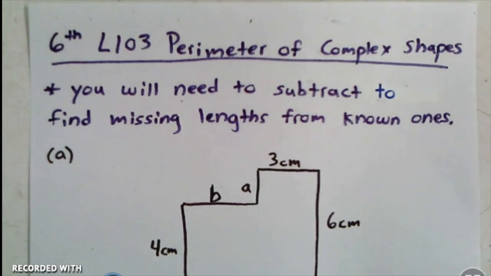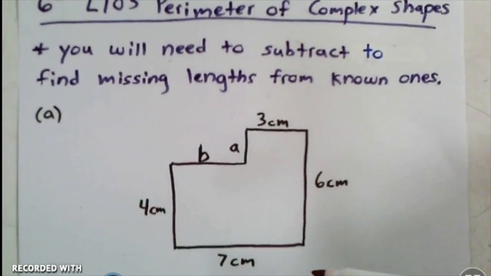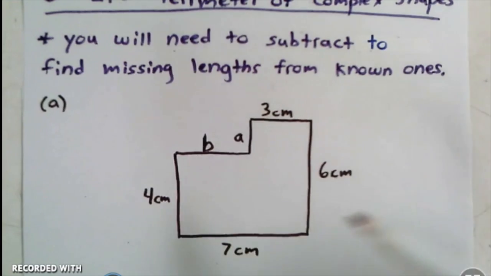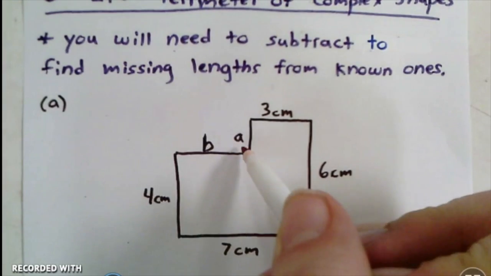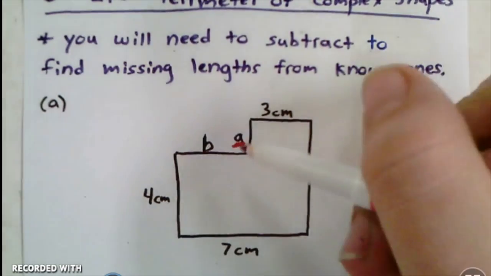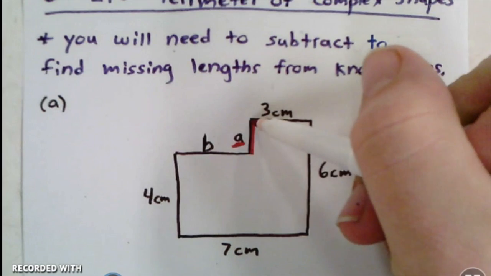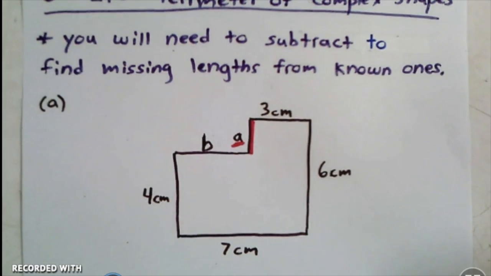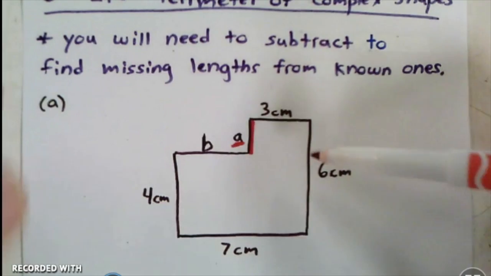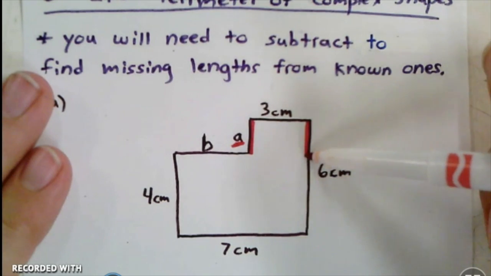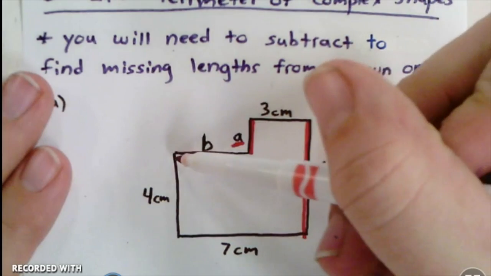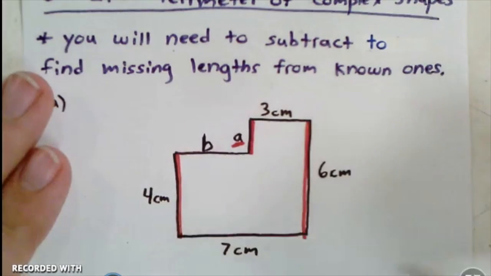So the first thing we have to do here is find our missing lengths, any lengths that are not actually written in here. Our first one that I see is this A, and that's referring to this side right here. I'm going to find that by looking for all the other lengths that go up and down. So here's one, this one is 6, and this one is 4.